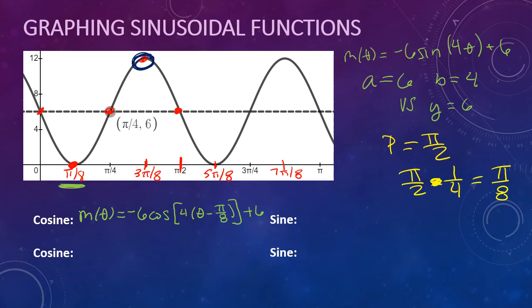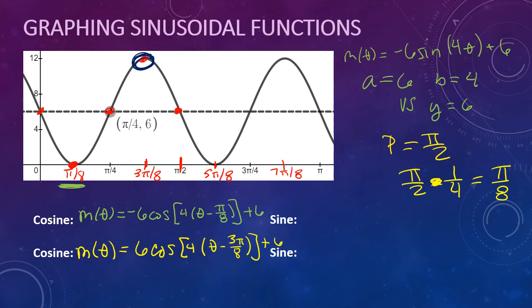All right, welcome back. If you think about what your function should look like, if you start at the max, our amplitude is still 6 because we're starting at the maximum, it's cosine. My b value is still 4. I went to the right 3 pi over 8, so theta minus 3 pi over 8. And my vertical shift is still 6.